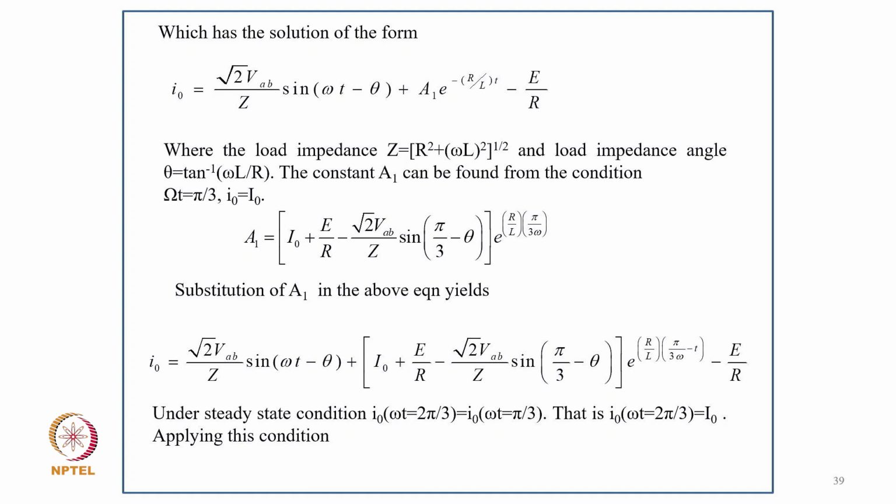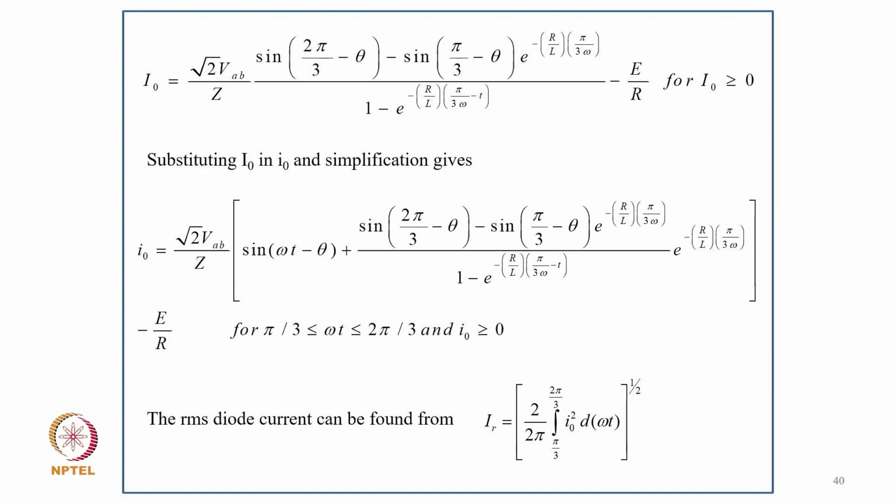So the solution for I in the above equation yields I0 equal to root 2 VAB upon Z sin(omega t minus theta) plus (I0 plus E upon R minus root 2 VAB upon Z sin(pi by 3 minus theta)) into e to the power (R/L)(pi by 3 omega minus t), minus E upon R. So under steady state condition, I0 at omega t equal to pi by 3 equals I0 at omega t equal to 2 pi by 3, and that is the reason I0 at omega t equal to pi by 3 equals capital I0.